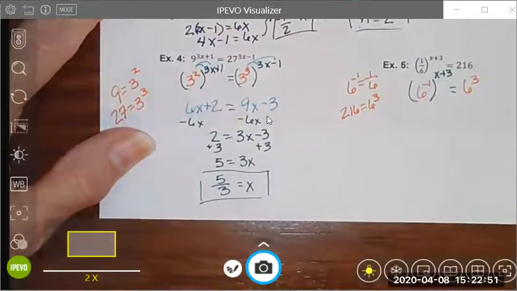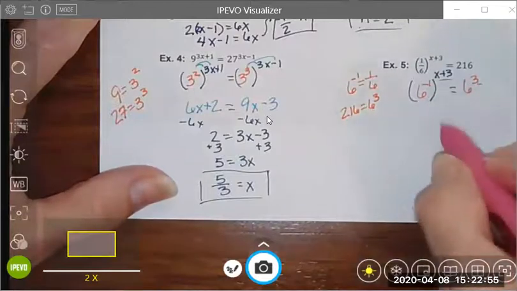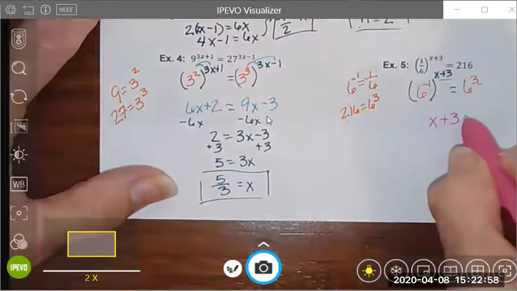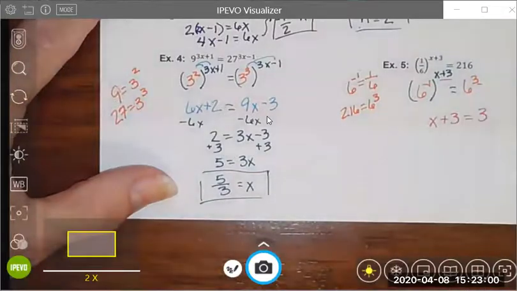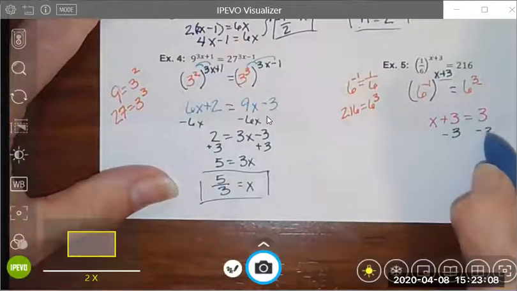I do not need to distribute anything. My exponents are already simplified. So I'm just going to set my exponents equal to each other. And if I do this, I should end up subtracting, wrong color, subtracting 3 from both sides.